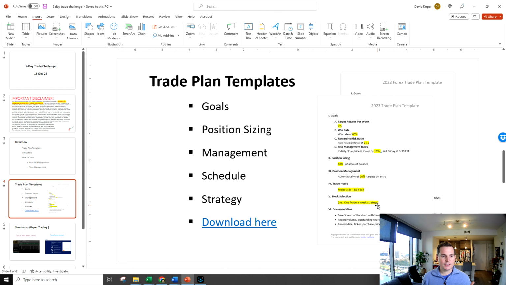here: goals, position sizing, management. I'm going to get right into this today, schedule, and strategy.